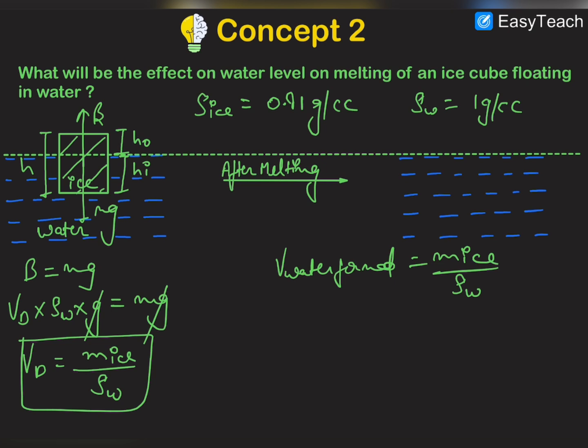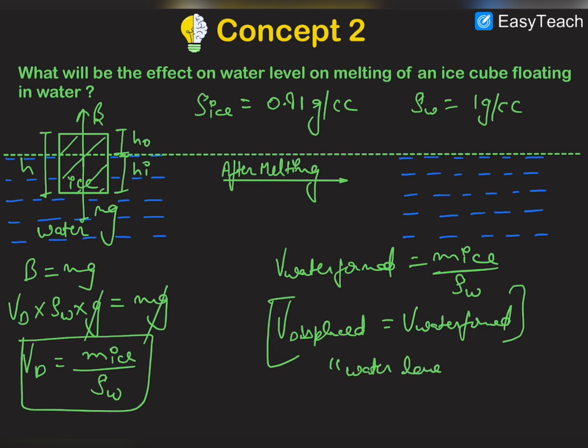Now you can see that the volume of liquid displaced by ice cube is equal to the volume of water formed, which means that the displaced volume of water initially is being compensated by the water formed, and hence the level of water will remain same. Water level remains same.